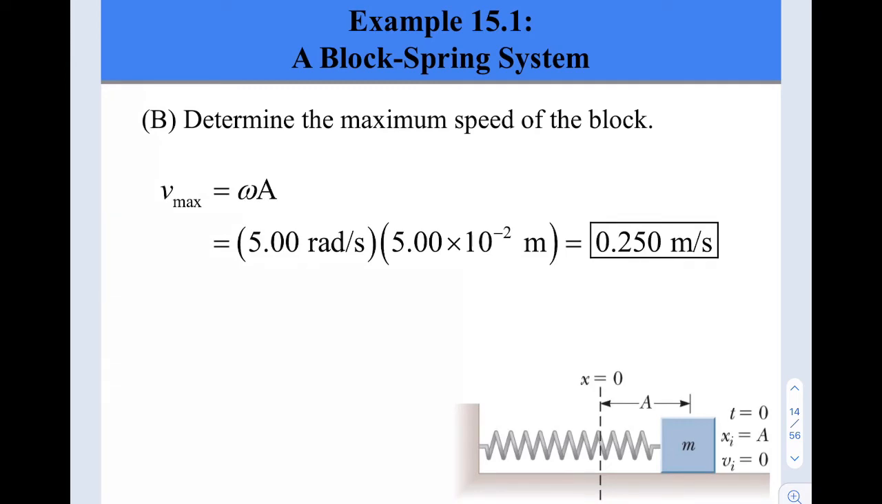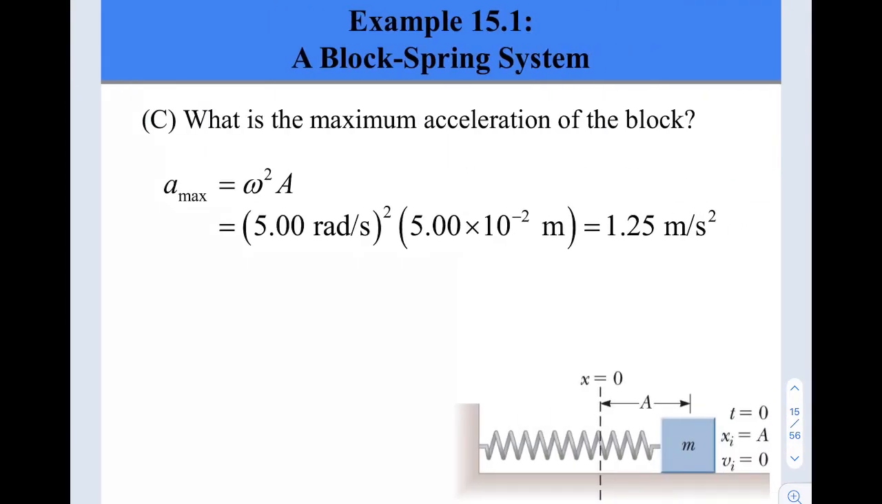As we know, Vmax is originally equal to, but if you're talking about speed of the block, it means V maximum. First thing first, maximum means the whole function here is 1. And if you're talking about speed, then you are talking about magnitude only. That is why you have omega A only. Right.